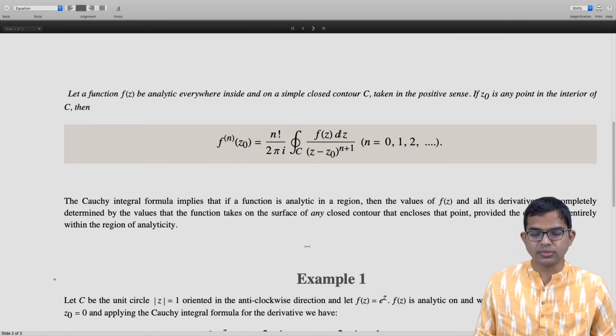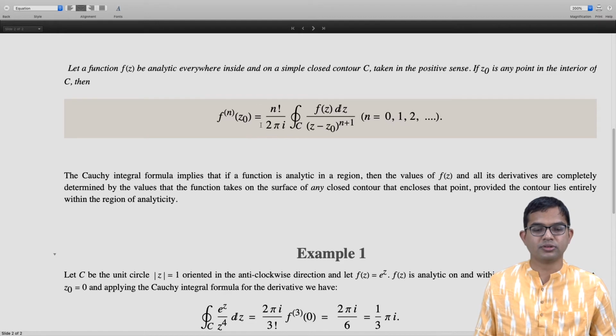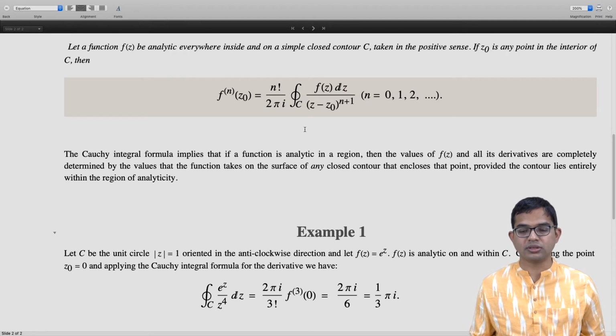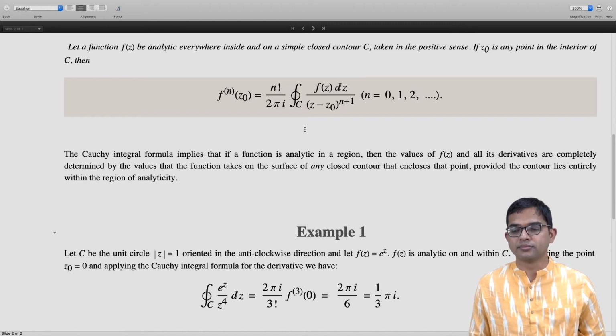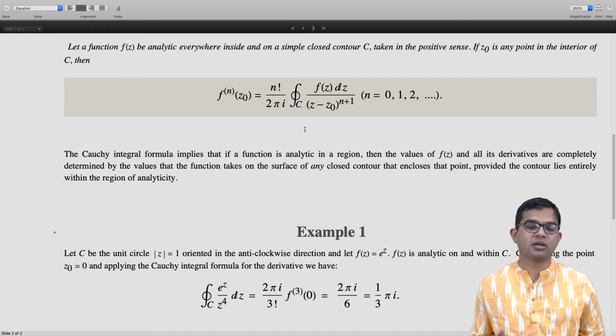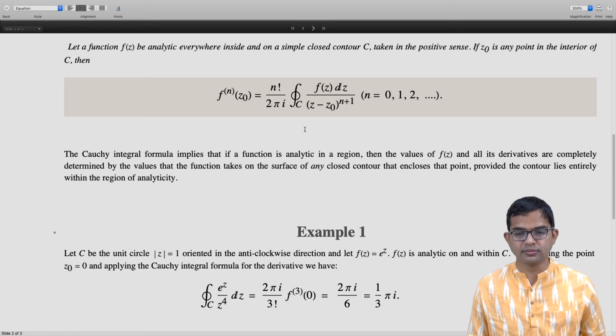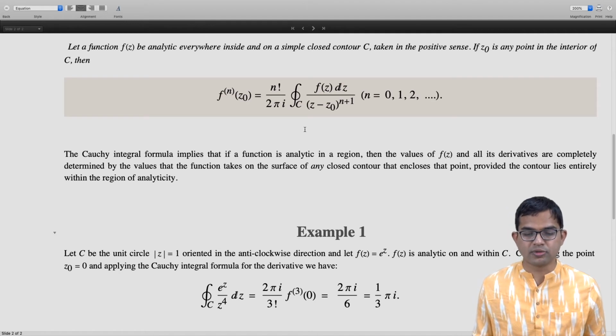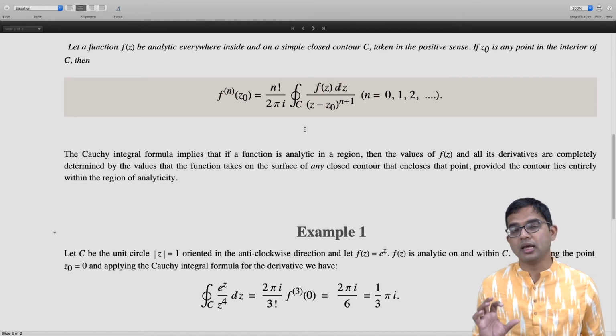So let's look at a few examples of how one can exploit this formula. Suppose you have the unit circle mod z equal to 1 oriented in the anti-clockwise sense, and suppose you consider the function e to the z, right? f of z is analytic on and within C. So considering the point z naught equal to 0 and applying the Cauchy integral formula, it's a direct application of this result. If you take e to the z and divide by z to the power 4, and you have dz, so z naught is taken to be 0 here, then according to this formula we must get 2 pi i divided by 3 factorial, times the value of the third derivative of this function evaluated at 0.